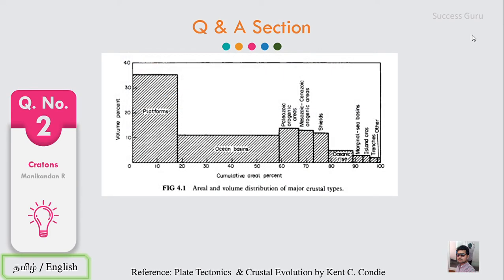For this topic, I referred to the book Plate Tectonics and Crustal Evolution by Ken Condie, and this bar graph is from that book, which shows the area as well as volume distribution of the major crustal types. As you can see in the bar graph, platforms cover the larger volume, and oceanic basins cover the larger area. There are Paleozoic orogenic areas followed by Mesozoic orogenic areas, and there are shields, oceanic rises, etc.